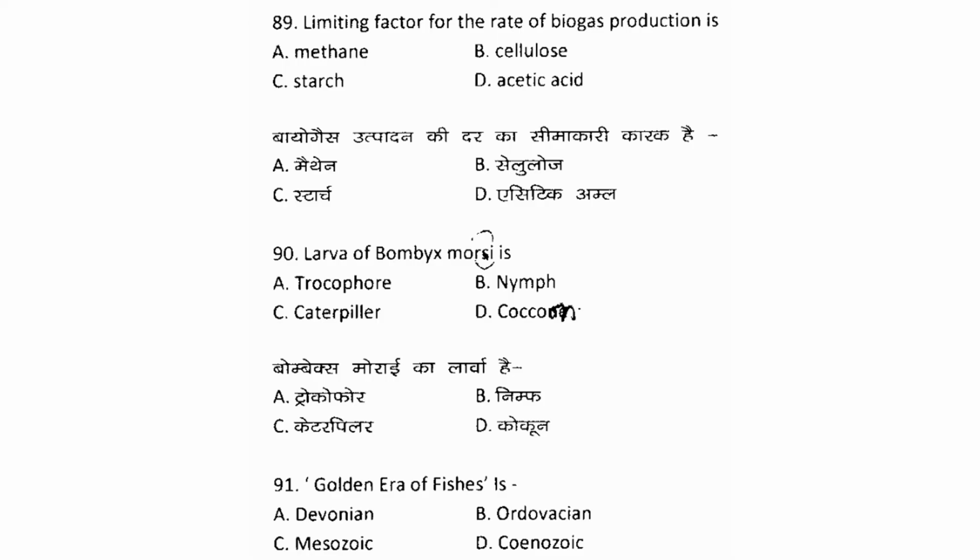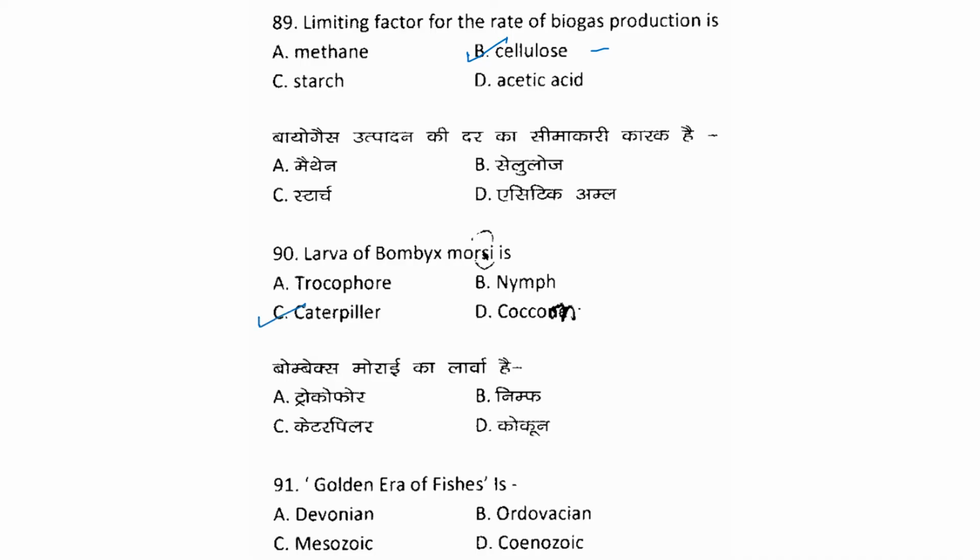The limiting factor for the rate of biogas production is the substrate, cellulose and starch, on which the enzymes act to produce the biogas. Cellulose is actually difficult to digest, as it is resistant to digestion by the cellulases. So this becomes a rate limiting factor during biogas production. Larvae of Bombyx mori is a caterpillar, so that is the answer.